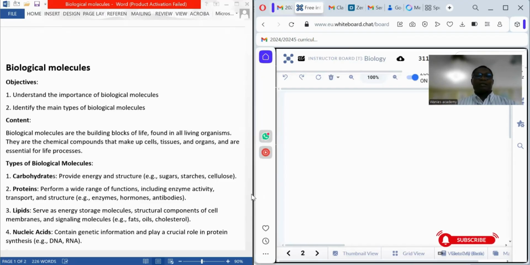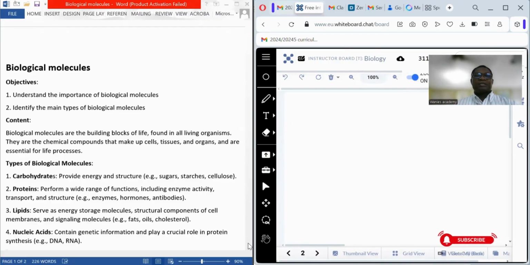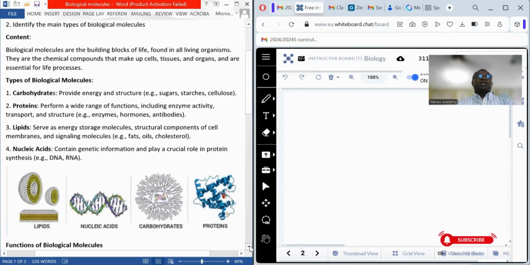What are carbohydrates? Carbohydrates provide us with energy. They can be seen in sugars, starches, and cellulose. They provide us with energy used to carry out our various activities. In the food of living organisms, for example, the majority of such food components are made up of carbohydrates because they need to give the organism energy to carry out its function. And it also gives the organism its structure.